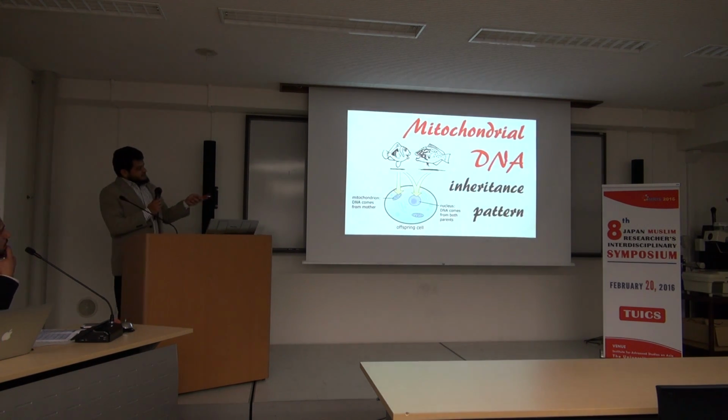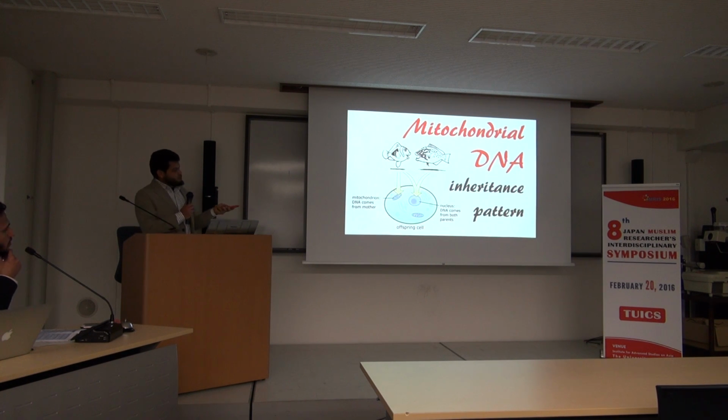The first figure shows the inheritance pattern of this gene, the two types of DNA. One DNA comes from the nucleus and resides as chromosomes. It is called nuclear DNA. Another DNA resides outside the nucleus. It is called cytoplasmic DNA, or non-nuclear DNA.